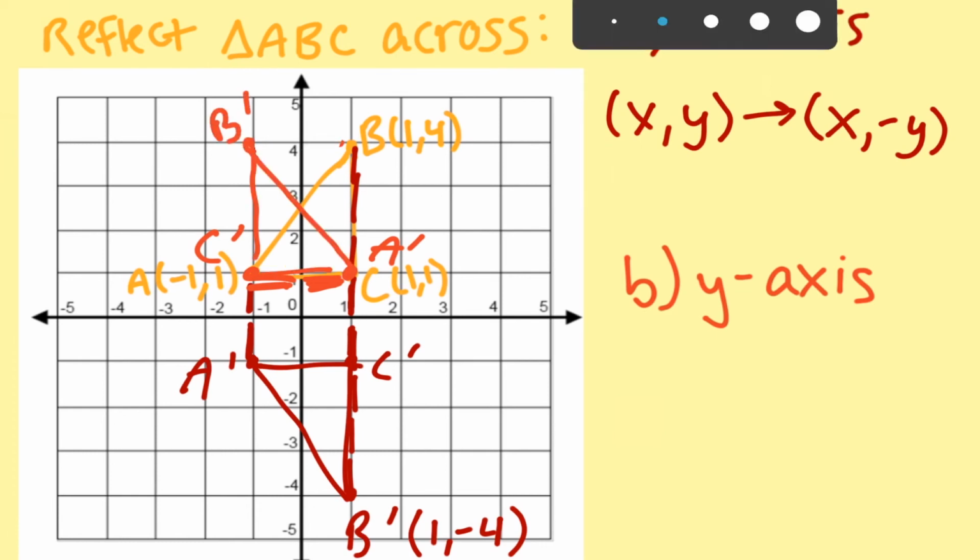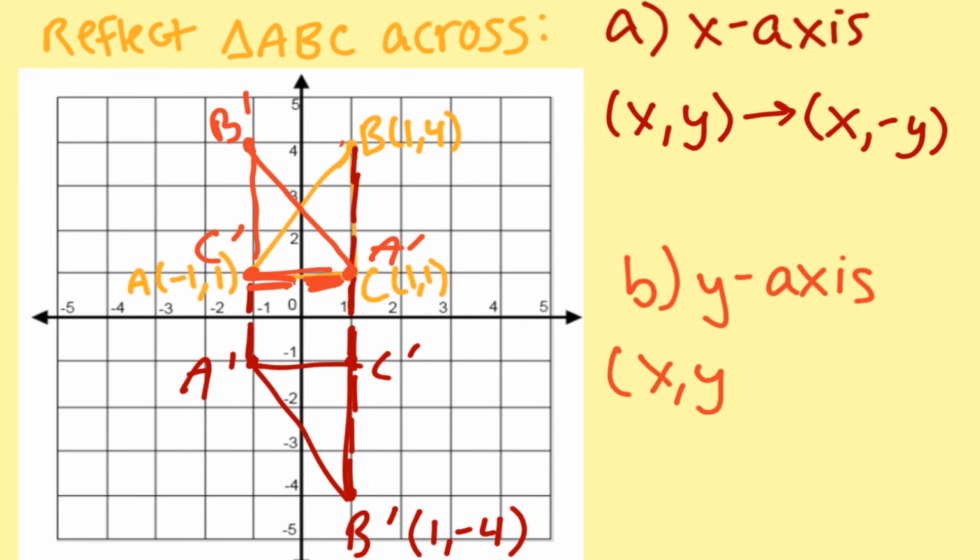So if we wanted to make a rule for that, we could say (x, y) goes to, let's look at B for example again. B was originally (1, 4). Now it's (-1, 4). So notice the x value is what changed. So that's negative x and the y stayed the same.